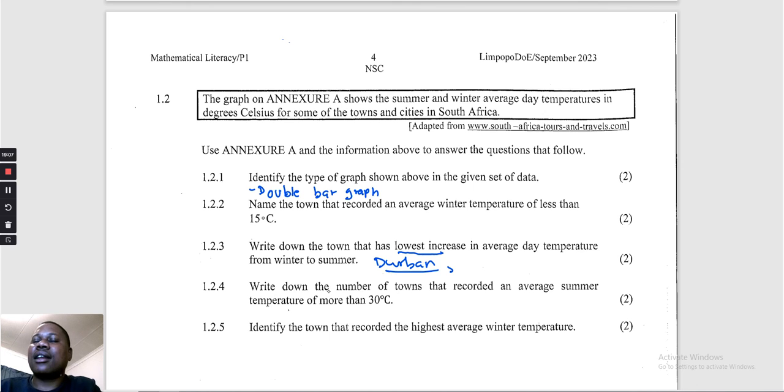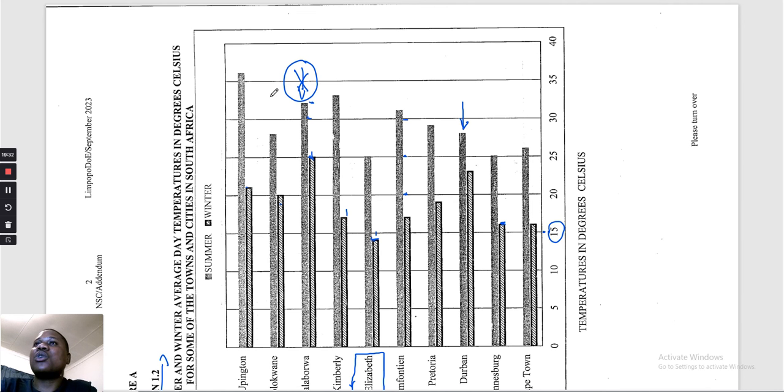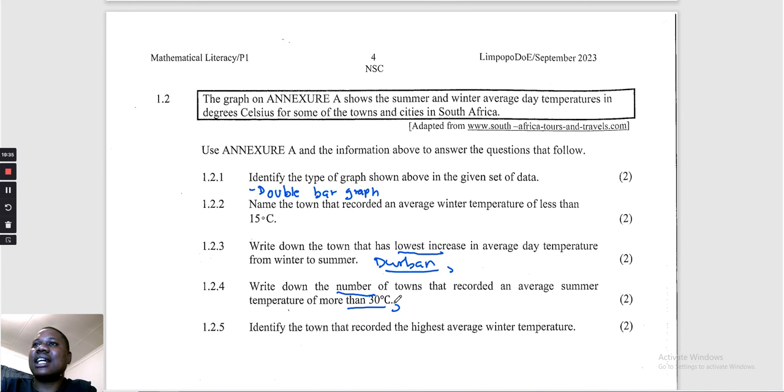They say write down the number of towns that recorded an average summer temperature of more than 30 degrees Celsius. Remember they say the number, they're not saying the name of the city, they're not saying name the cities, they say write the numbers. It means you're going to count them. If they are 2, you write 2. Okay, that's how we respond to the questions. So remember they say the ones that are above 30 degrees, but with which season? Summer. We're going to look at summer, the ones that are above 30.